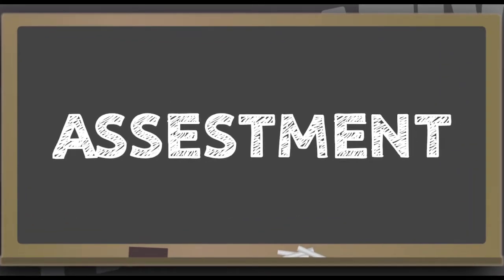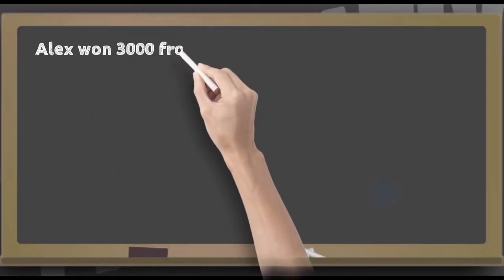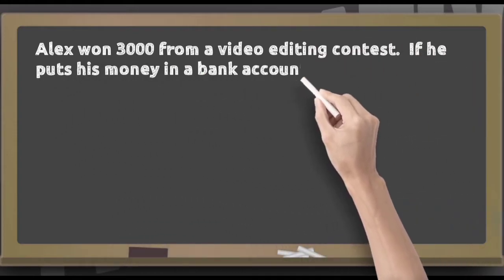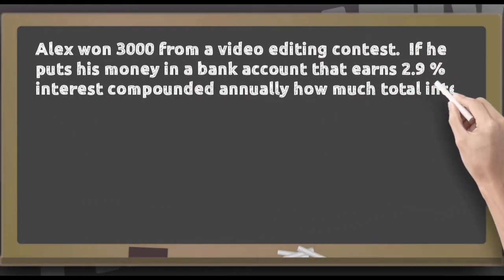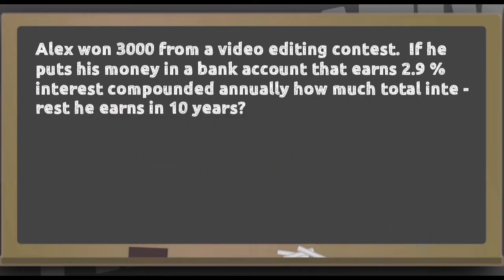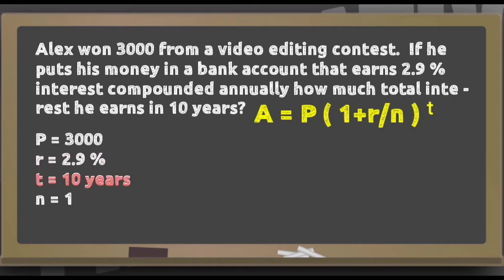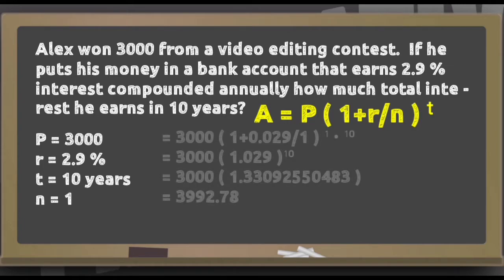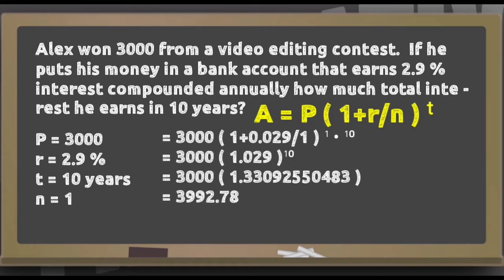And now, let us try to solve the following problems. Alex won 3,000 from a video editing contest. If he put his money in a bank account that earns 2.9% interest compounded annually, how much total interest he earned in 10 years? This is the formula. Then, get the value of the principal, rate, time, and the value of n, where n stands for how it is compounded. So in this problem, it is compounded annually. And annually means once in a year, so the value of n is 1. Substitute and calculate the following by following the PEMDAS rule.